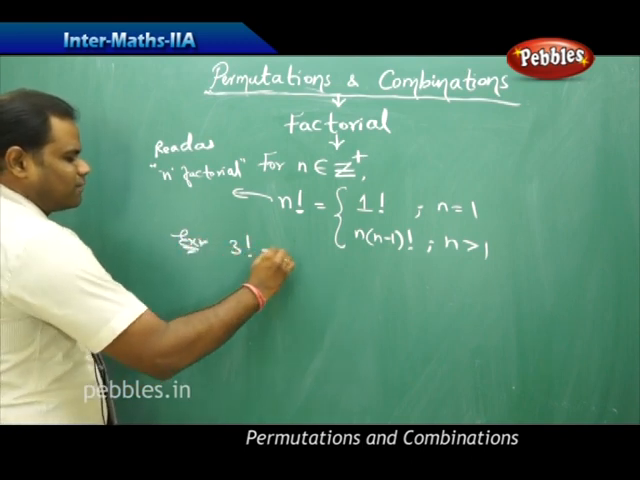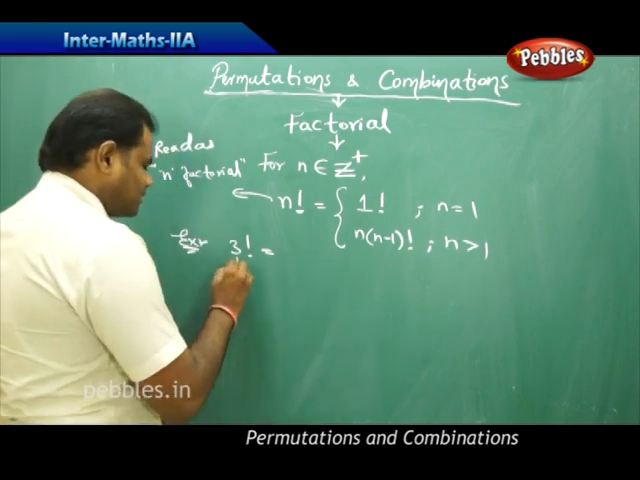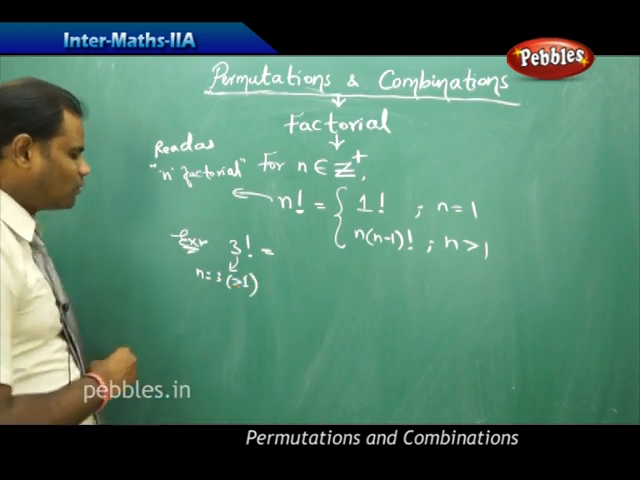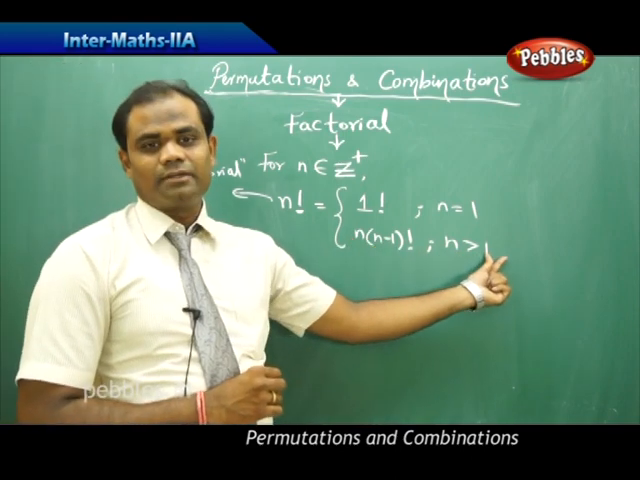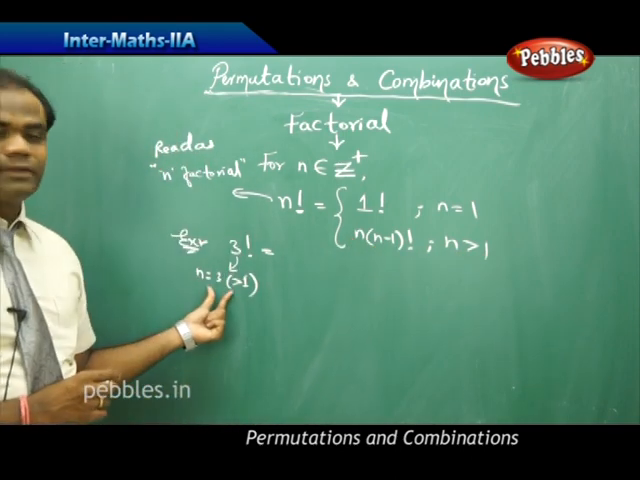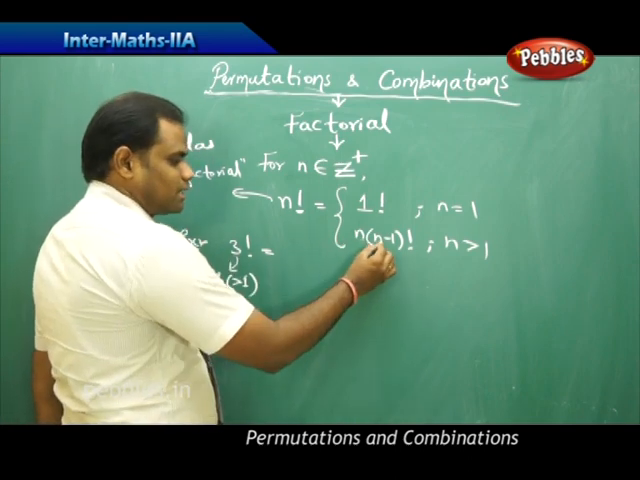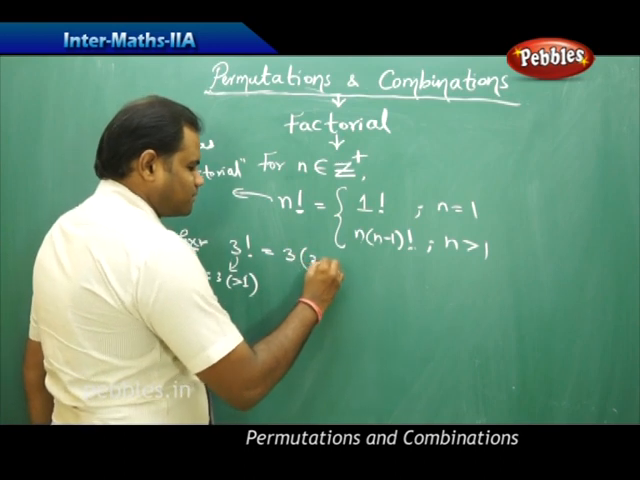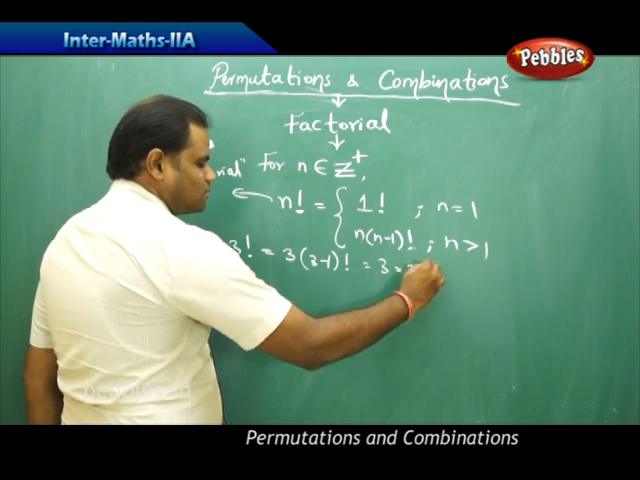Suppose I wanted to define 3 factorial, then in this case I understand that n is equal to 3, which is greater than 1. Therefore, to find 3 factorial, I use the second case because n is greater than 1. Using this formula, n factorial is n times (n minus 1) factorial. So 3 factorial will be 3 times (3 minus 1) factorial, which comes out to be 3 times 2 factorial.